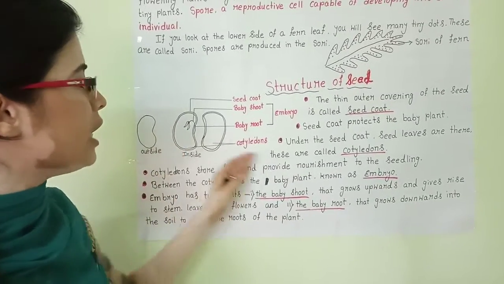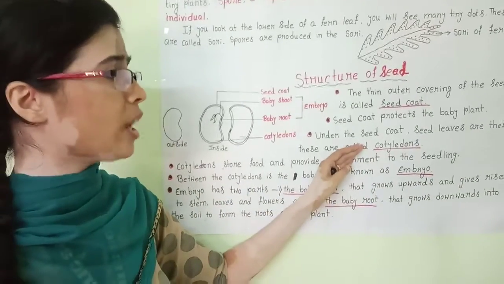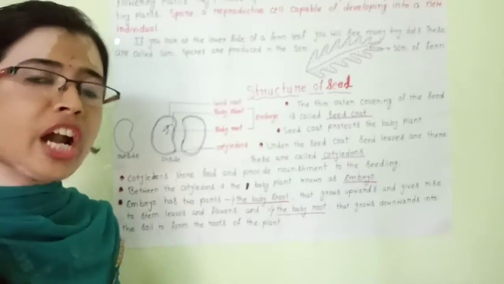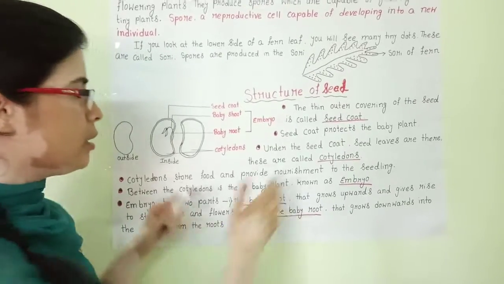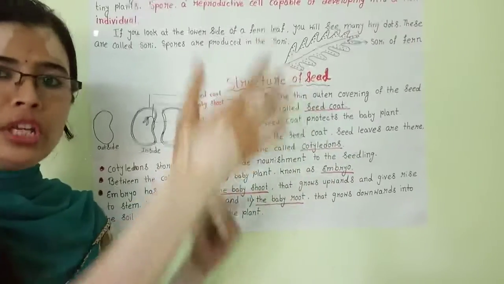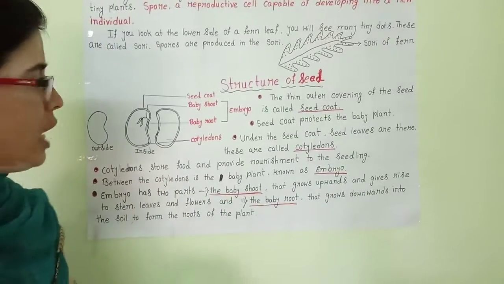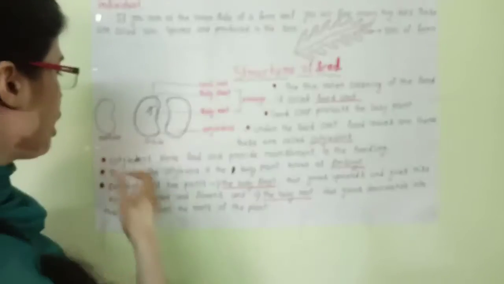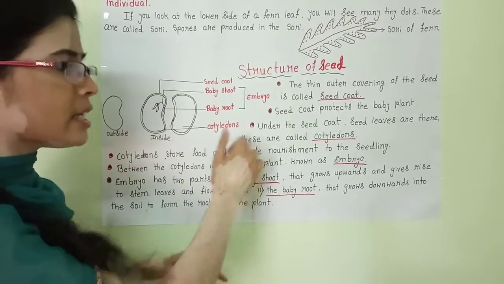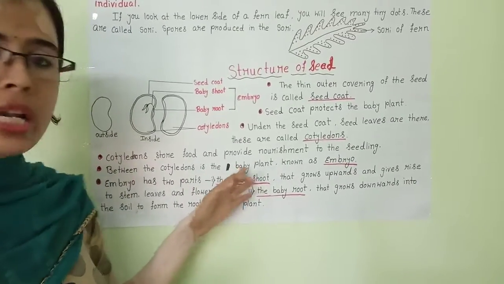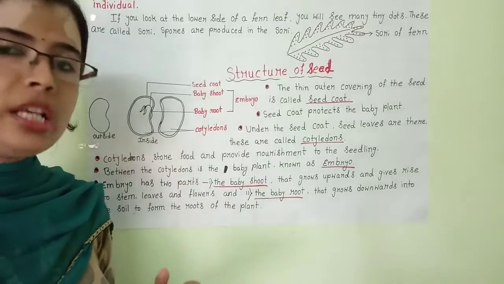Seed leaves are called cotyledons. What is the function of seed leaves? Seed leaves provide nourishment, that means nutrients, to the seedling. When the seedling needs to grow, the seedling also needs food, and this food is provided by the seed leaves or cotyledons. Between the cotyledons, the baby plant is there, and this baby plant is called the embryo. The embryo has two parts: one is the baby shoot, and the next one is the baby root.